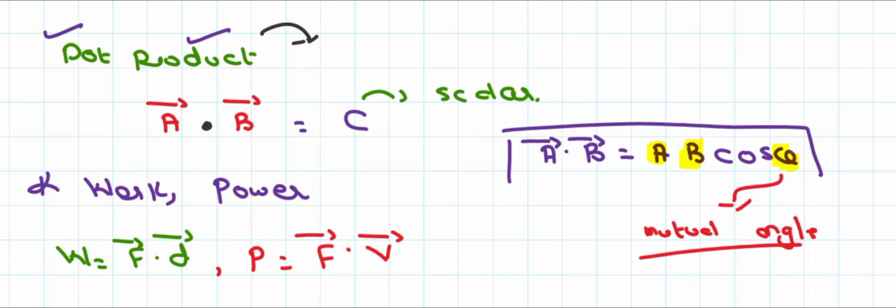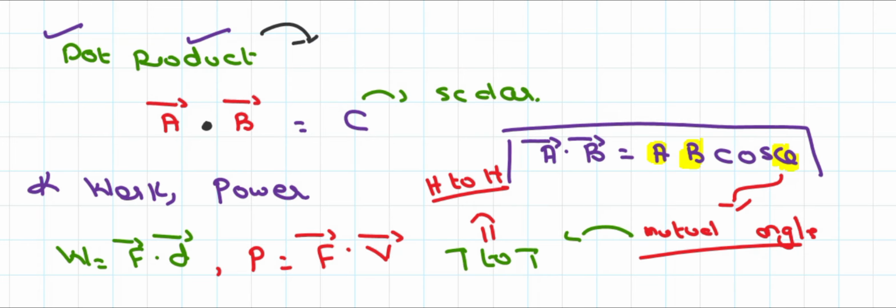But wait, what is meant by a mutual angle? Mutual angle means this angle is measured through the tails of the two vectors. So it is nothing but the tail to tail angle. And we know that the tail to tail angle is always equal to the head to head angle. Now, let's see more about the dot product.